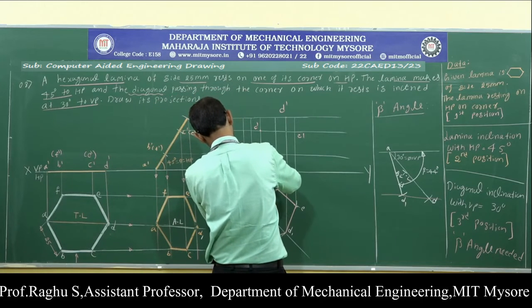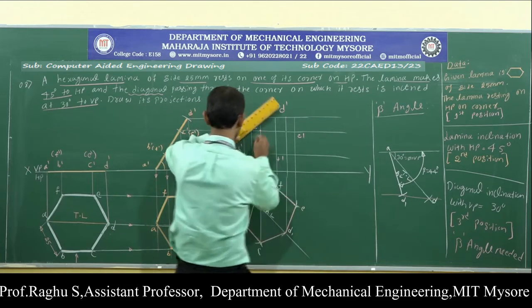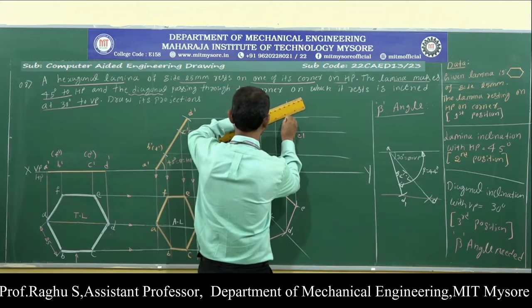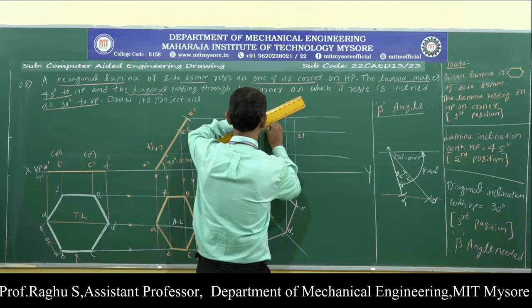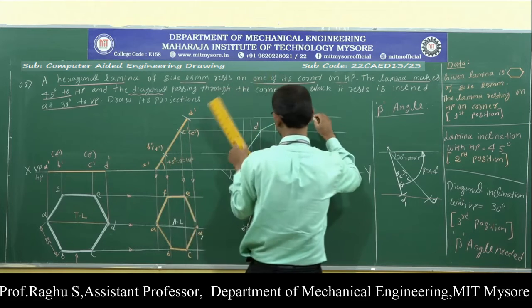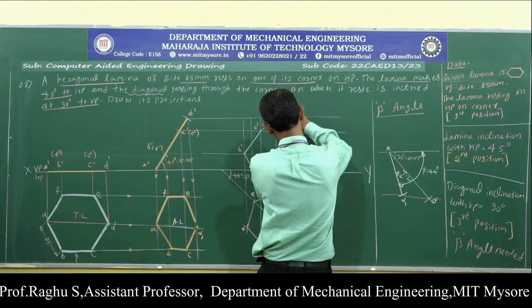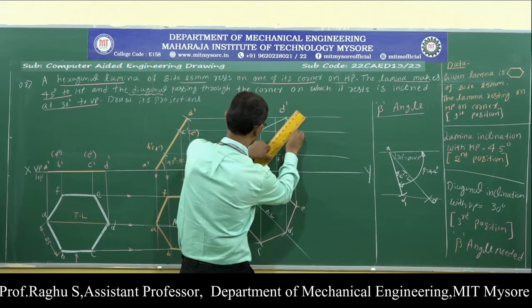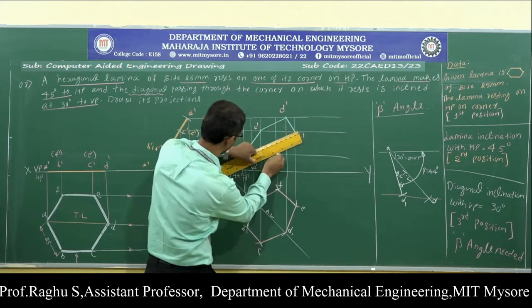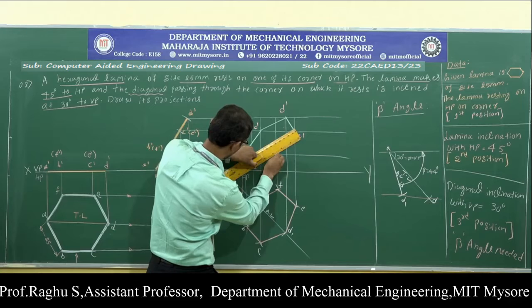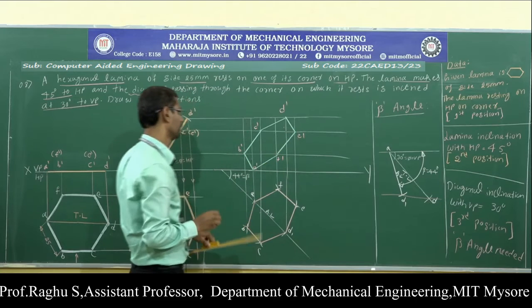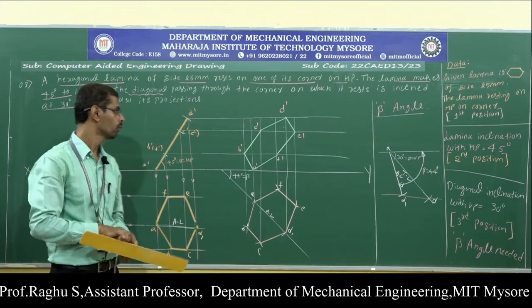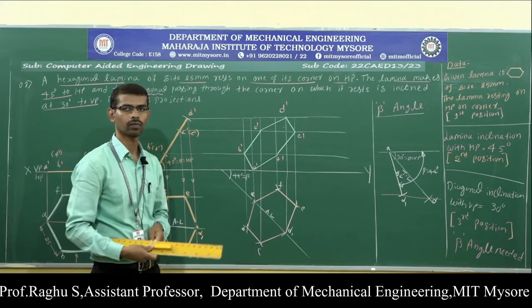Connect using dark lines A to B, B to C, C to D, D to E, E to F, and finally F to E. So this is the final front view of the hexagonal lamina.